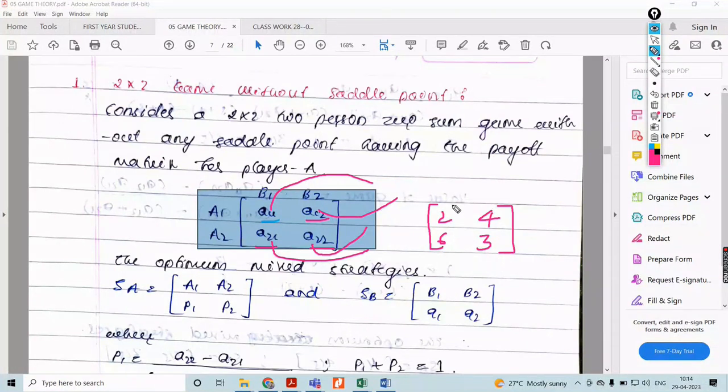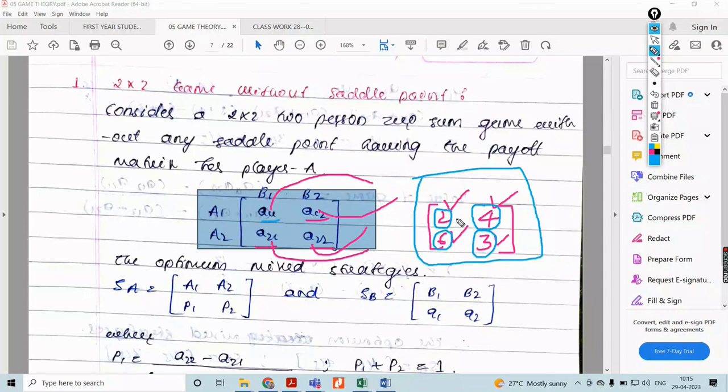Then according to this, what is the value? This is A11, this is A12, this is A21, then A22. These are just the elements of that payoff matrix, that you can understand. That is more than enough. The remaining things we can discuss with a numerical, not at all a problem. Is this clear? These values you have to take as A11, A12, A21, A22, according to the square matrix that was provided.